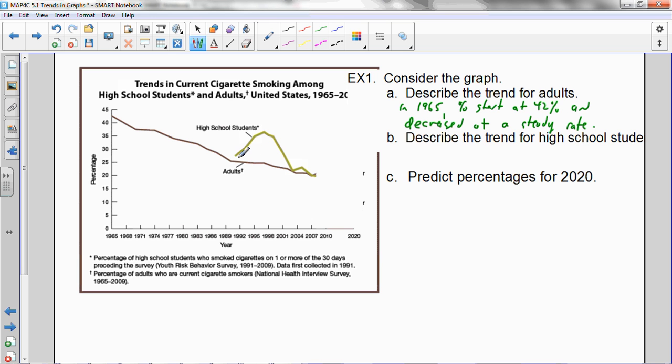Describe the trend for high school students. Well, it kind of looks like it goes up for a bit and then down for a bit, and then I guess up and then down, but this little stuff on the end is only a few years at a time. Let's think of that as one piece. So I'm going to actually break this graph into 3 chunks, and I'm going to say this first chunk is going to be a statement, the second chunk, and then the third chunk.